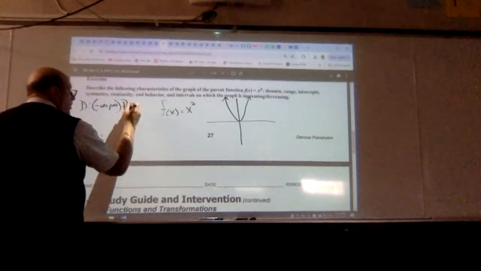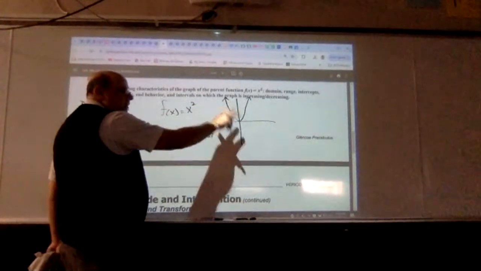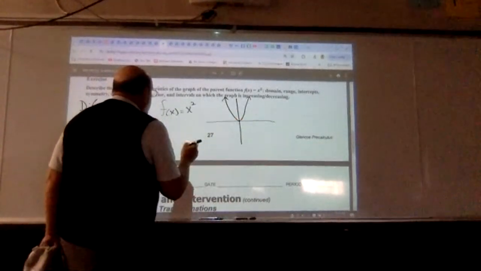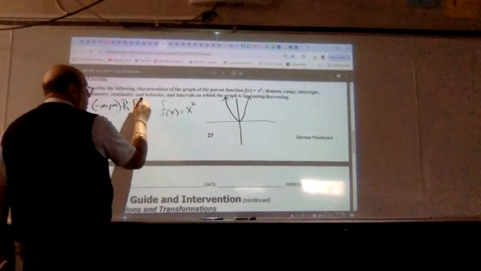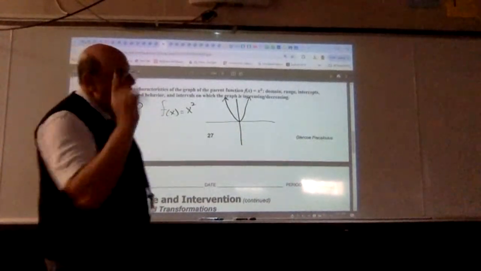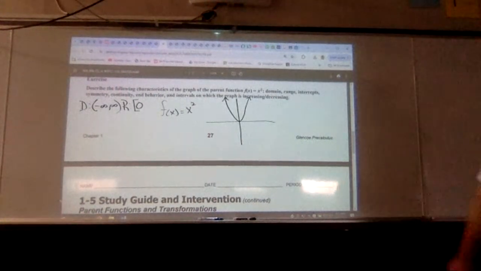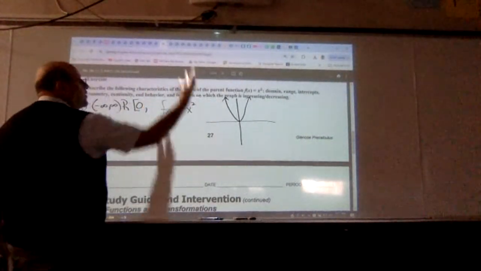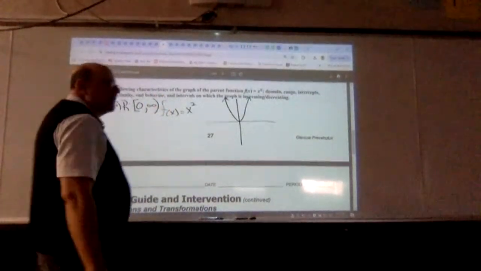My range, oh, here's my trouble, right? Is anything below here part of this graph? No. Where does it start? At 0. Does it include the number 0? It does. So I need that bracket to show that it includes 0. And this goes up infinitely, so my range is 0 to infinity. Okay?